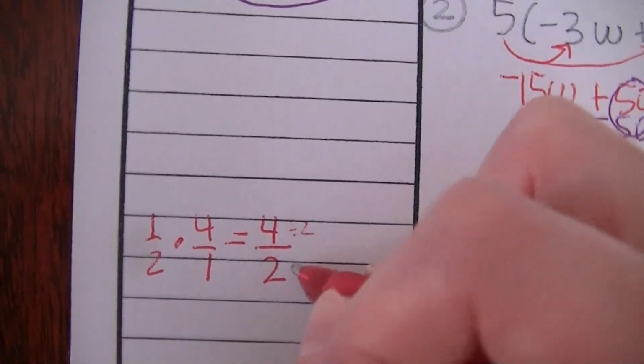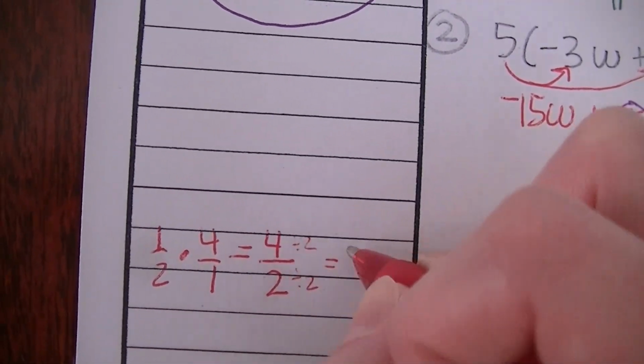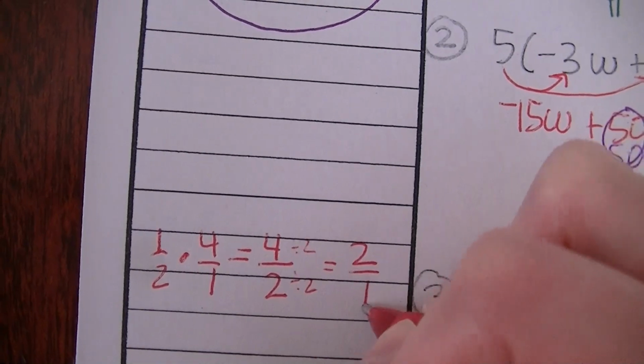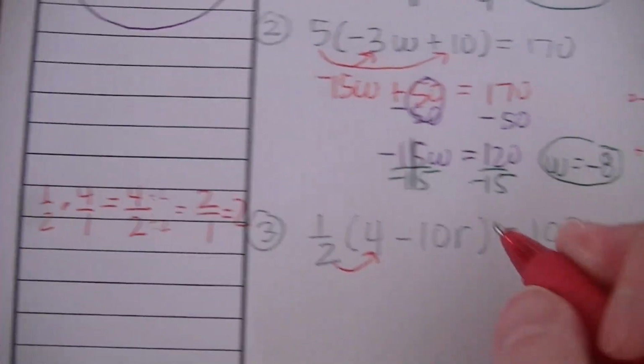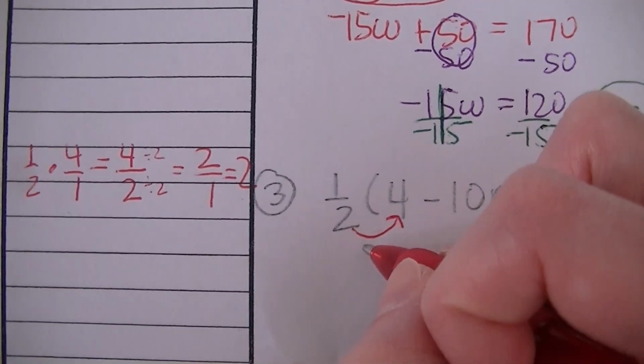So divide by 2, simplify that fraction. 4 divided by 2 is 2. 2 divided by 2 is 1. So you get 2 divided by 1, which is 2. Okay? So half of 4 is 2.